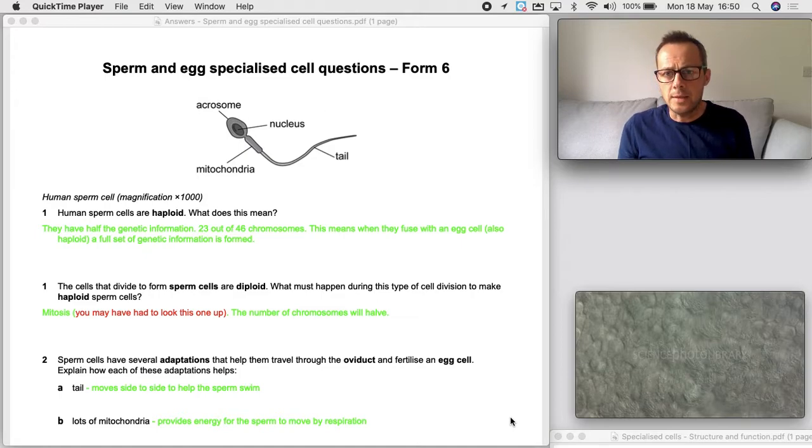Today we'll go over the work we've done so far on specialised cells with reference to sperm cells and egg cells. As you can see, we're going to go through the work that you did on Monday. Then we're going to have a look at two types of epithelial cells, ciliated epithelial cells and epithelial cells with microvilli, and have a look at the task I want you to do with that.